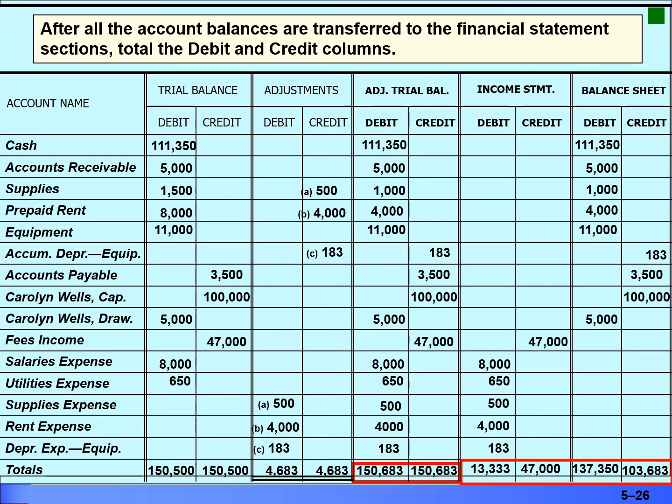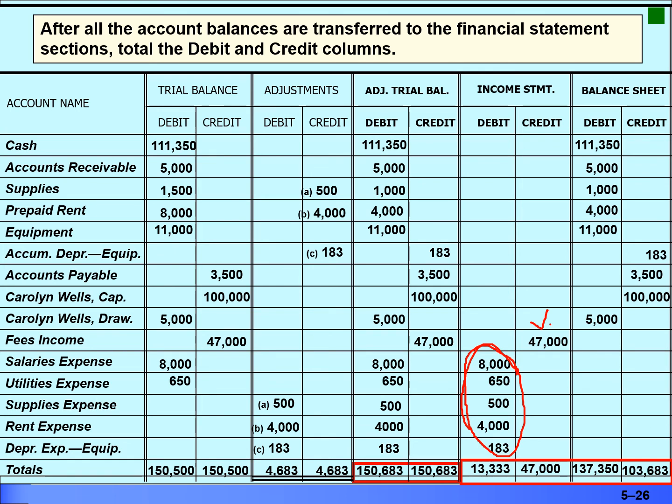So you notice you had the fees income here, and then here is all of your expenses. So notice at this point, here's your revenues, here's your expenses, and if you look at the bottom, you have total revenues of $47,000 and total expenses of $13,333. So you could just subtract these. Notice the debits don't equal the credits, but you could subtract these. The difference in this case is going to be a net income.